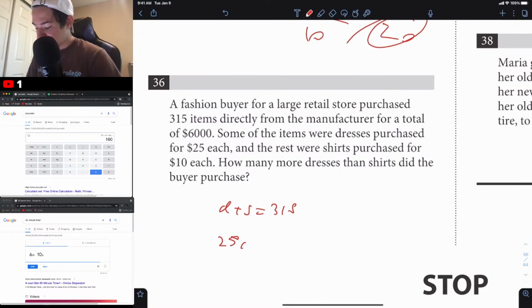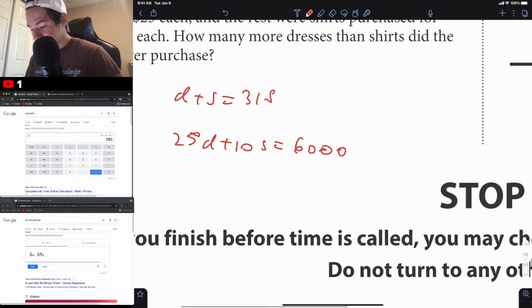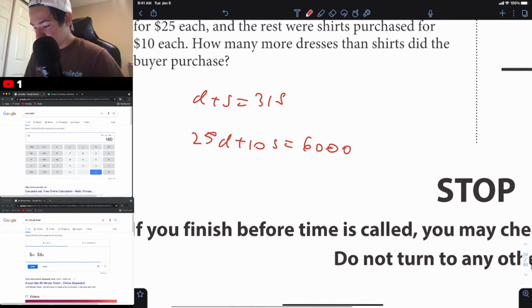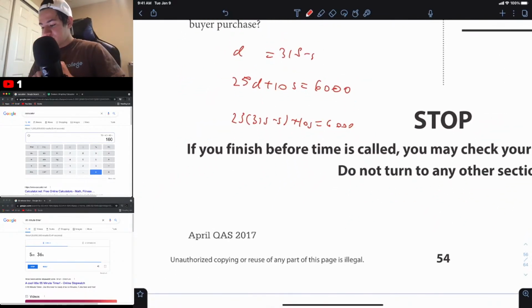$25 for the dresses plus $10 for the shirts is going to equal 6,000. And then we've got to solve basically. So let's go ahead and do that. D is equal to 315 minus S. So 25 times 315 minus S plus 10S. And then that's going to be 25 times 315, minus 25S.